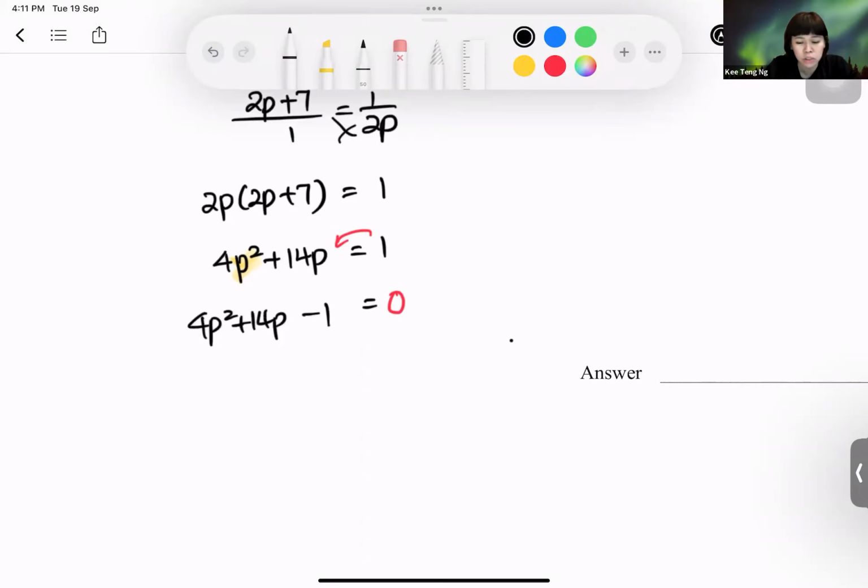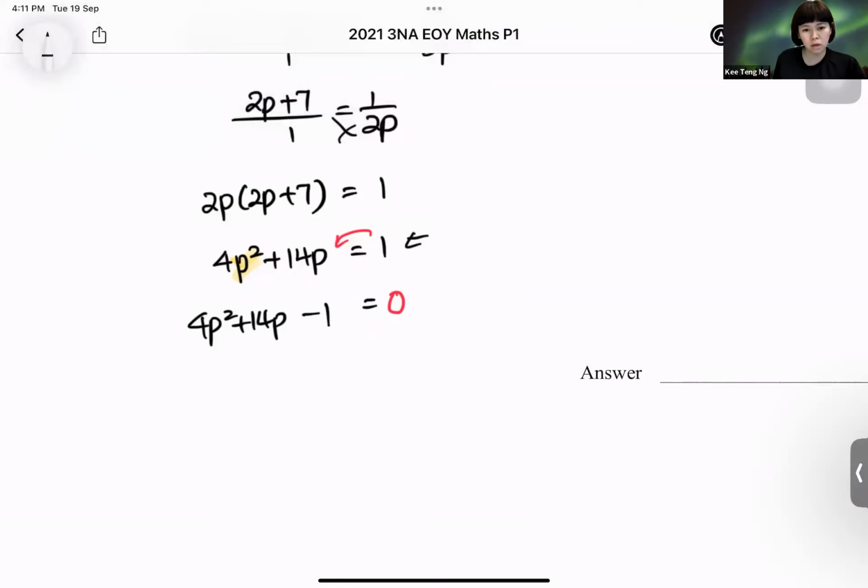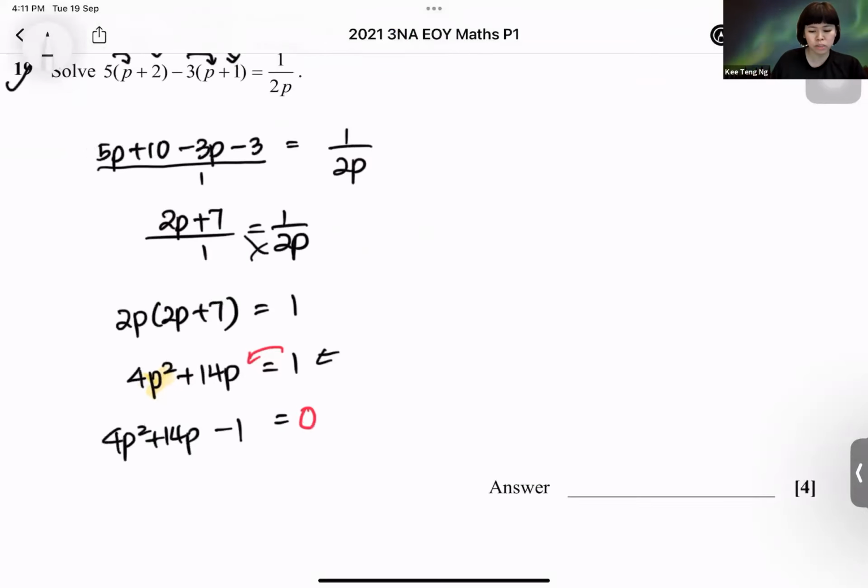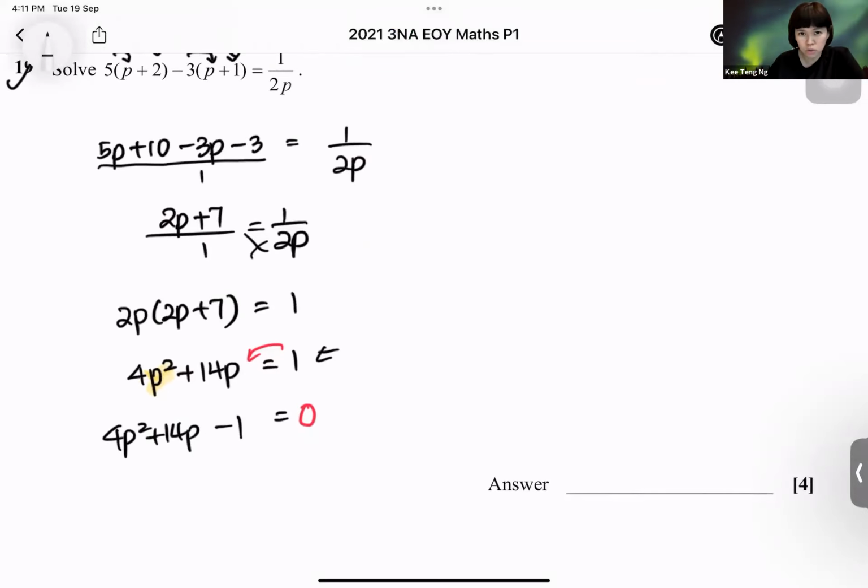Many a time, some of you will just stop here, and then you don't know what you need to do. Hey, please make sure it's equal to 0. Make sure it's equal to 0. Now there are many different ways to find the answer, but for me, I shall not waste time trying to guess. I shall use the quadratic formula directly. Do you still remember what the quadratic formula is?